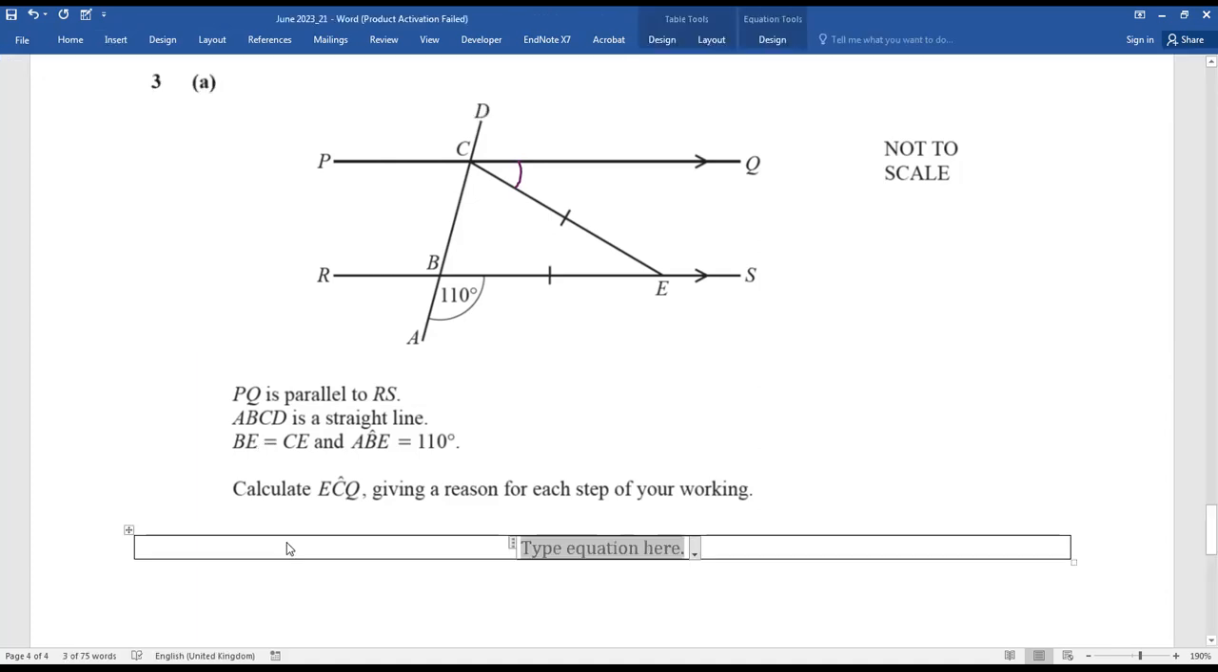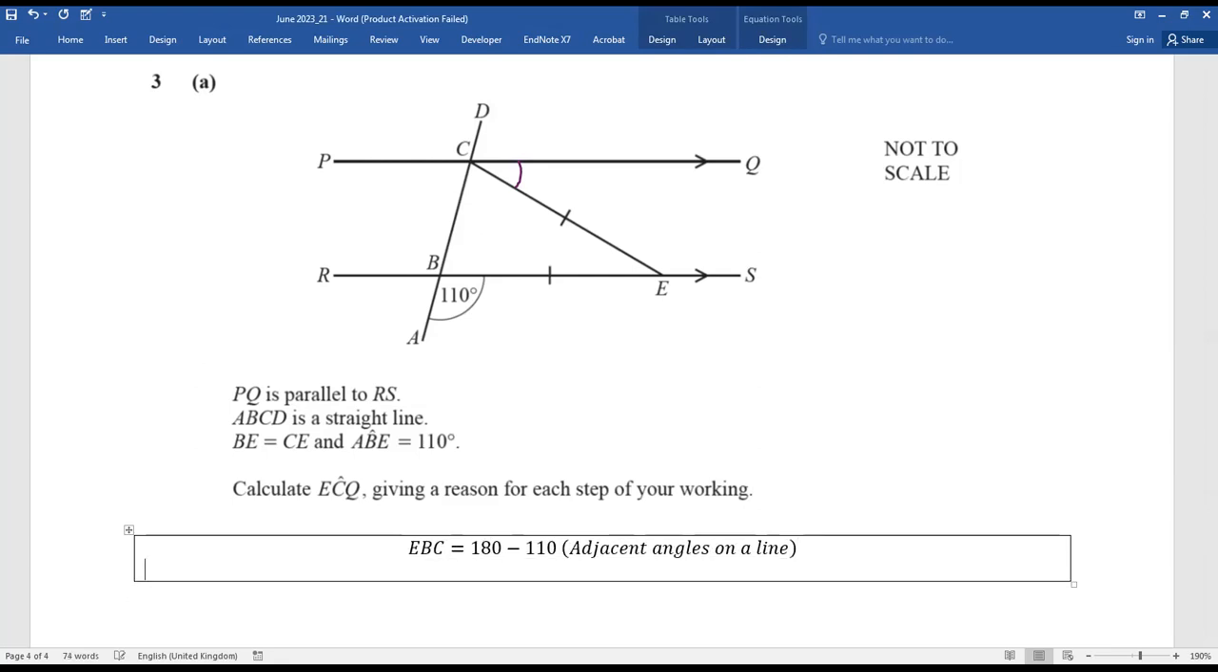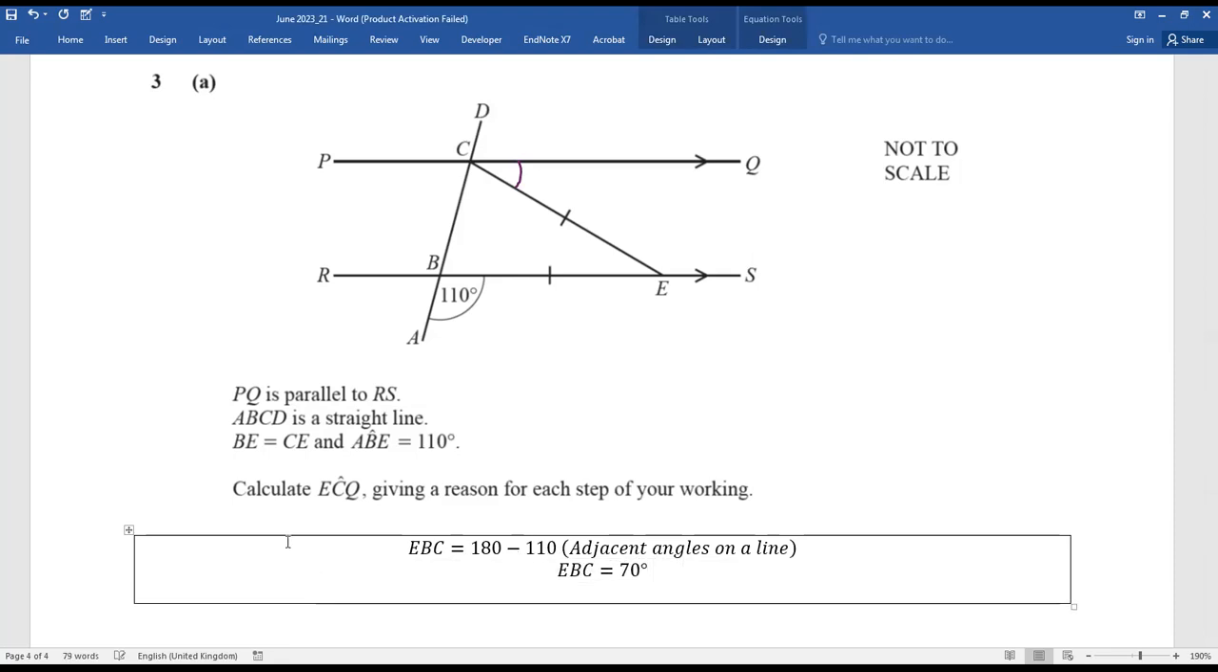First thing we'll say, let's find the first angle. If you want to do it stepwise, you can do it that way. First find EBC, which will be 180 minus 110, and the reason is that they are adjacent angles on a line. So EBC gives us the value of 70 degrees.